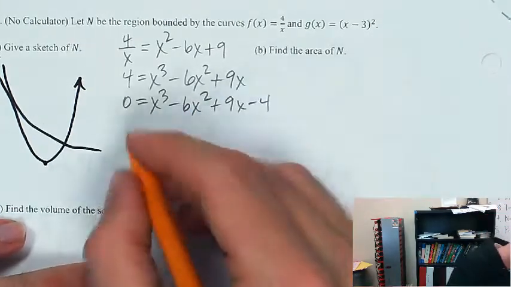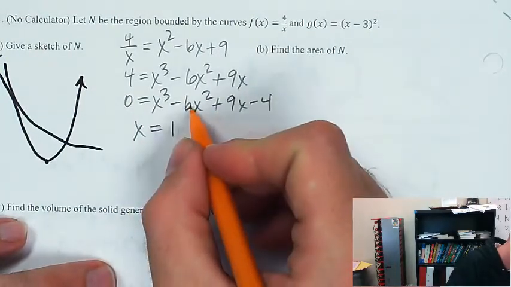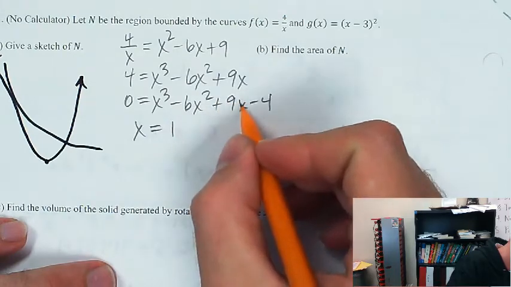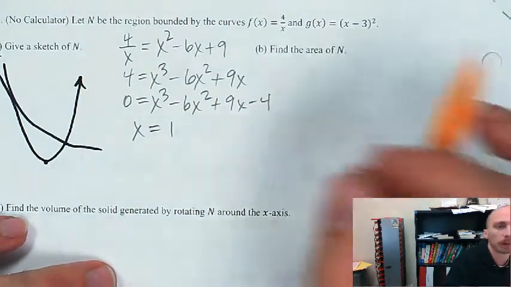But x equals 1 does work. Okay, so I'm just going to call on x equals 1. 1 minus 6 is negative 5. Negative 5 plus 9 is 4. 4 minus 4 is 0. Okay, so x equals 1 works.